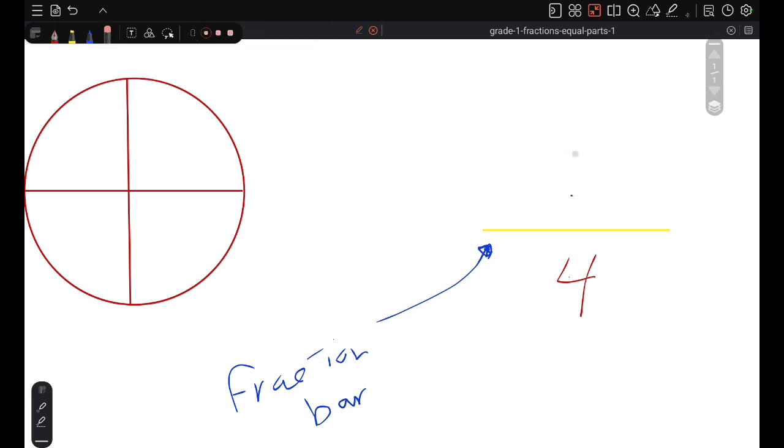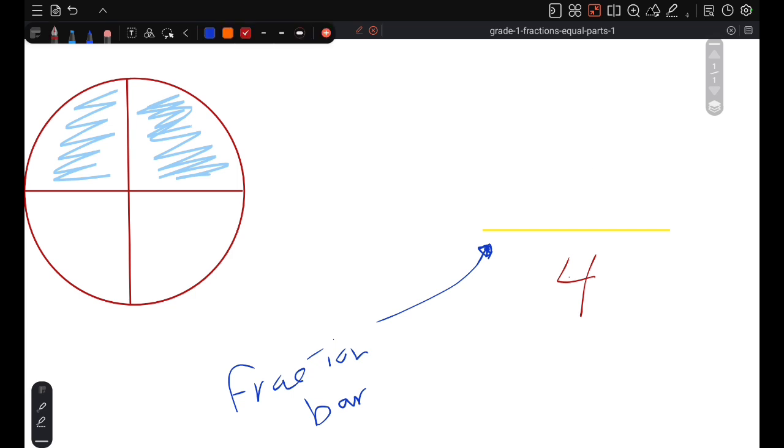What about the numerator? Let's color this one. If I color one part, the number up now is 1. If I color another part, how many parts? Exactly, 2 parts out of 4. If I color another part, I have exactly 3 parts, and so on. The numerator represents the colored parts, and the denominator represents the total number of parts.